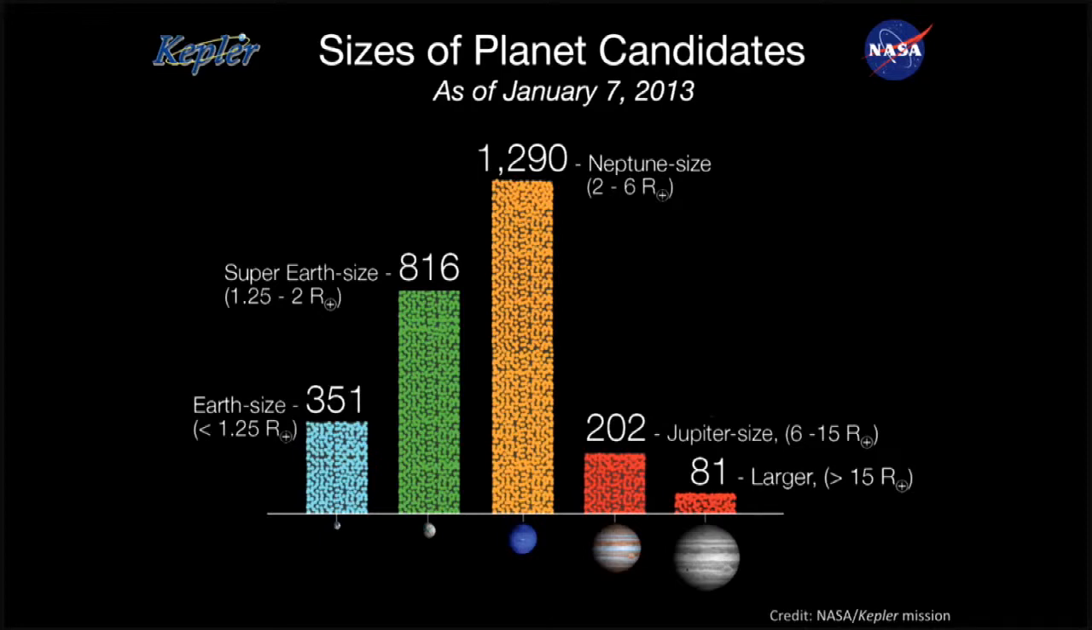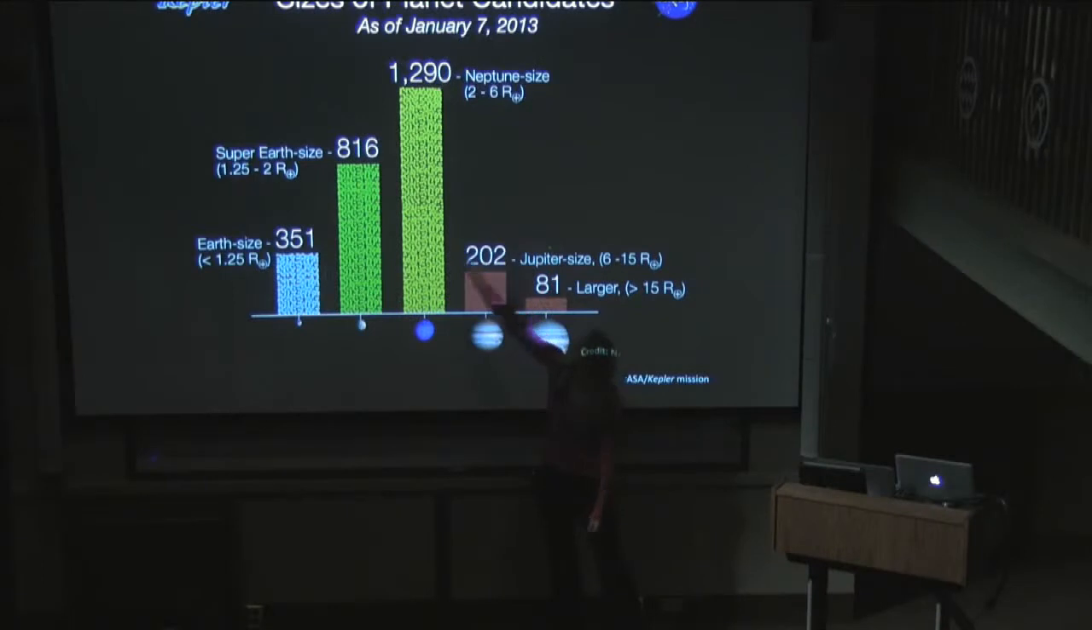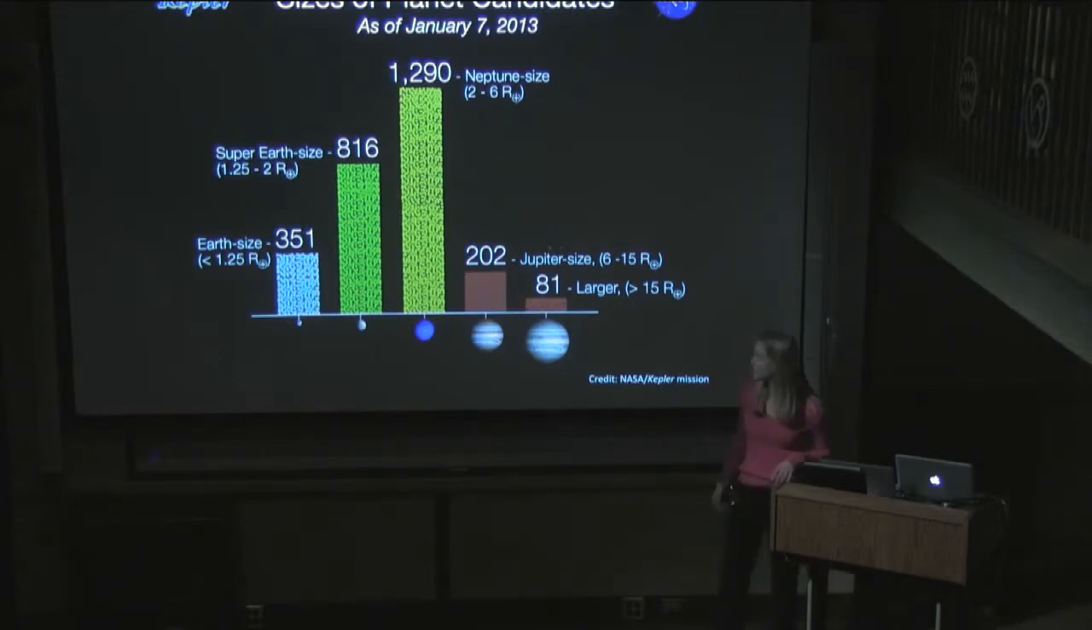The largest peak in this diagram is right over this blue dot for Neptune. So we have over 1,000 planets found by Kepler that are about the same size as Neptune. We also have 200 objects the size of Jupiter and 81 objects that are a little bit bigger than Jupiter. That fall off here, where you have fewer Jupiters than Neptunes, is real. On the other side, though, where we only have 351 Earth-sized planets, that doesn't mean that the Earths are less common. That just means that they're harder to find.